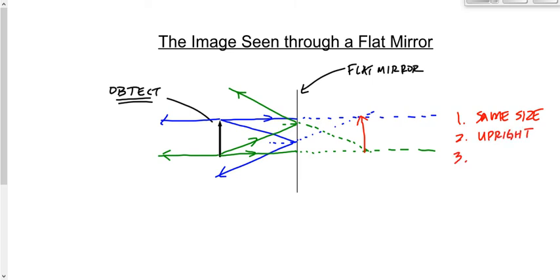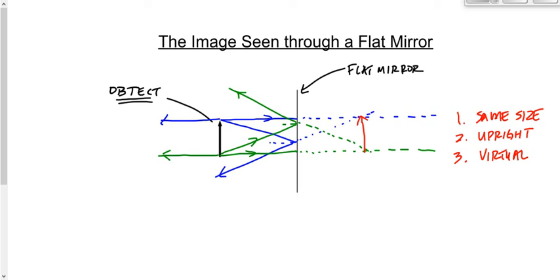And is it real or virtual? How do you know it's virtual? Good. It's dotted lines that intersect. It's a virtual image. And of course, you know that, right? You get up in the morning, you look in the mirror, you know that you're not projecting the image of yourself onto a screen, and you can't. You have to physically look into the mirror in order to see it. So it's a virtual image. It's same size, it's right side up, and it's virtual.